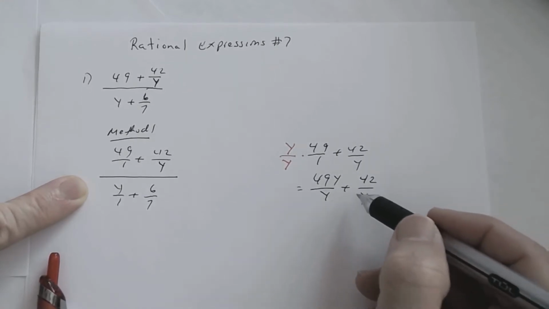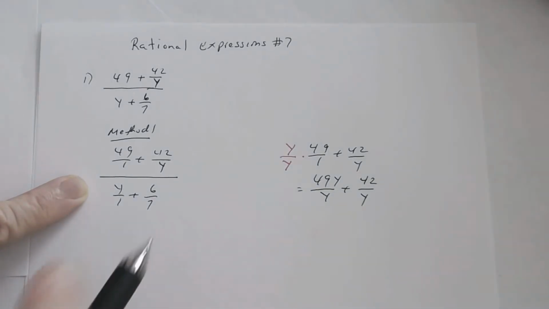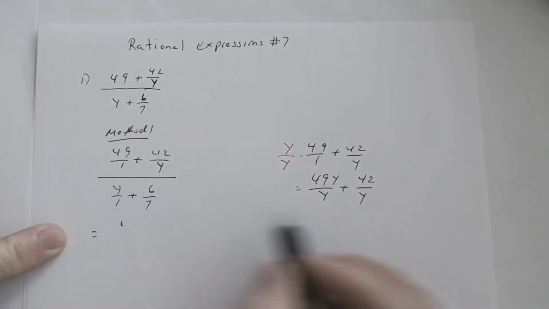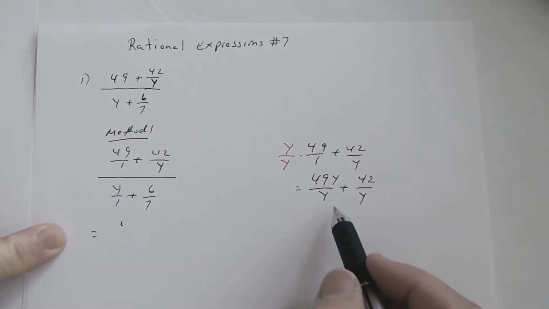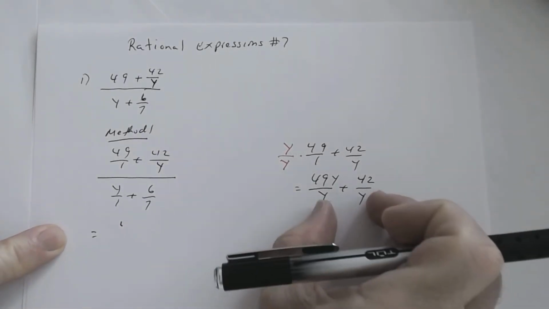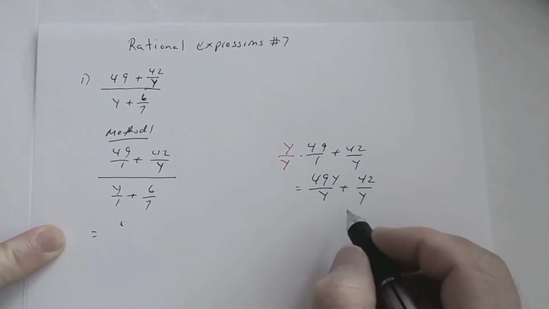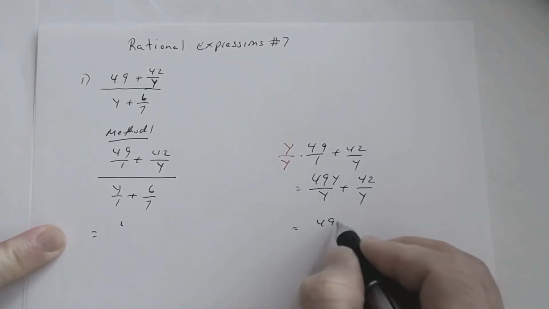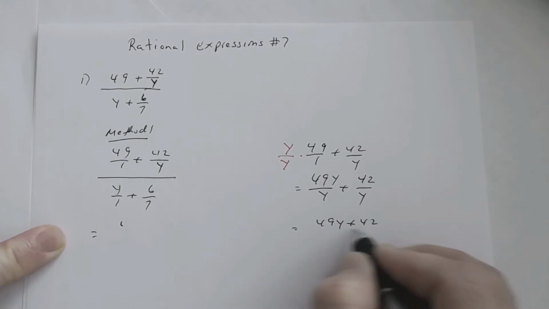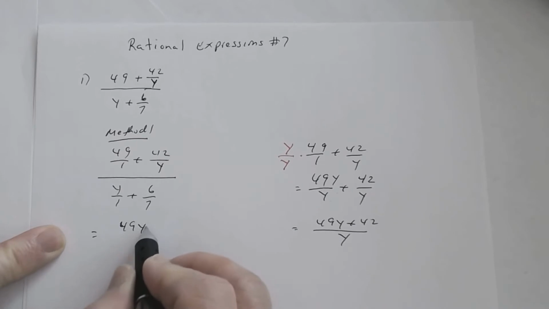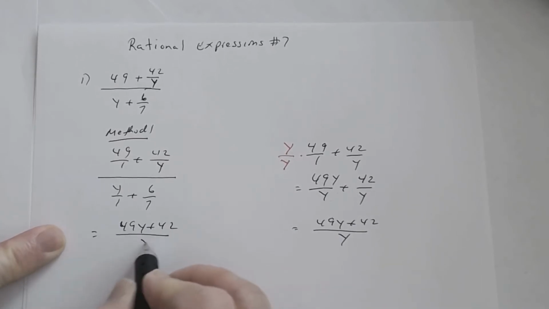And so therefore, for the numerator, we have this now. So I'm going to rewrite the numerator as this. And by the way, now I can write this as one rational expression since the denominators are the same. So I get 49y plus 42 divided by y. So that's the numerator: 49y plus 42 divided by y.